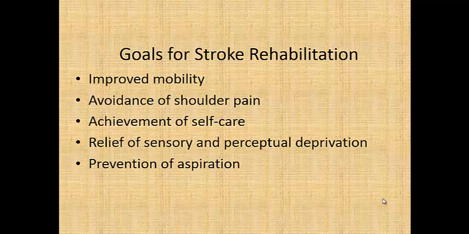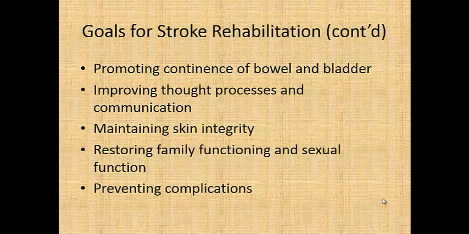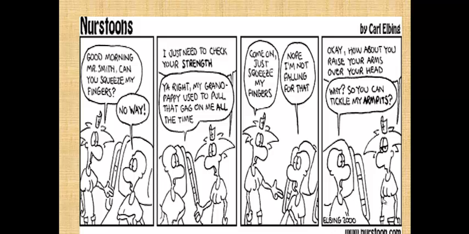So some goals for stroke rehabilitation. You really want to improve your patient's mobility. You want to avoid them having any shoulder pain. Achievement of self-care. You want to relieve sensory and perceptual deprivation. And a really important one, too, is going to be the prevention of aspiration. Some other ones: promote continence of bowel and bladder. You want to improve their thought process and communication, maintain their skin integrity, restore family functioning and sexual function, and prevent any complications from occurring if at all possible.